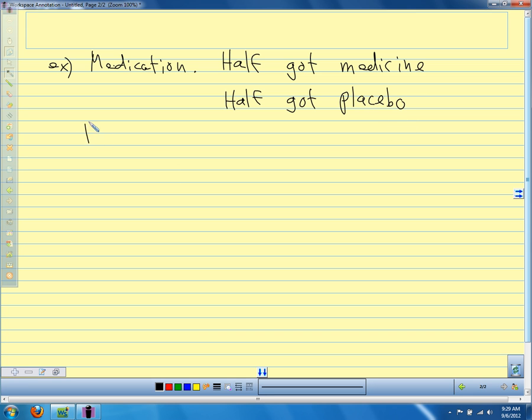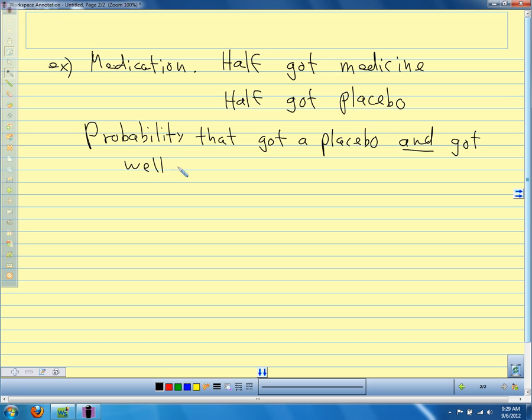The probability that someone got the placebo and got well is 20%. How do we get that? From the study, we know that. We saw how many people got well after they got the placebo. So in the study, that's what we found, that 20% of the people got the placebo and got well.